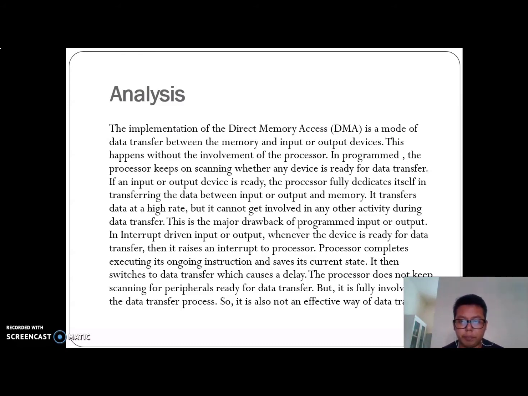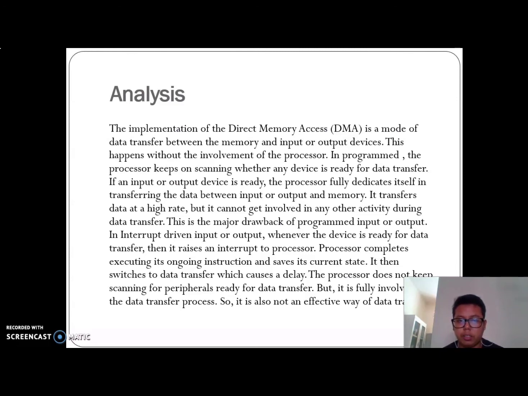So in programmed I/O, the processor keeps on scanning whether any device is ready for data transfer. If an input or output device is ready, the processor fully dedicates itself to transferring the data between input or output and memory. So it transfers data at a high rate, but it cannot get involved in any other activity during data transfer. So this is the major drawback of programmed input and output.